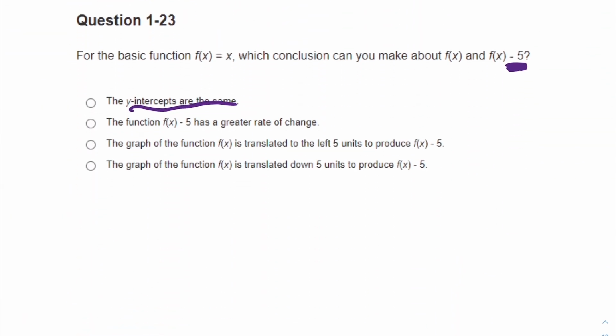This one says the y-intercept is the same. That's wrong. This one says they changed the rate of change, which is the slope. That's wrong. We should be looking for it went down. This one says it went left. That's wrong. This one says it went down. That's right.